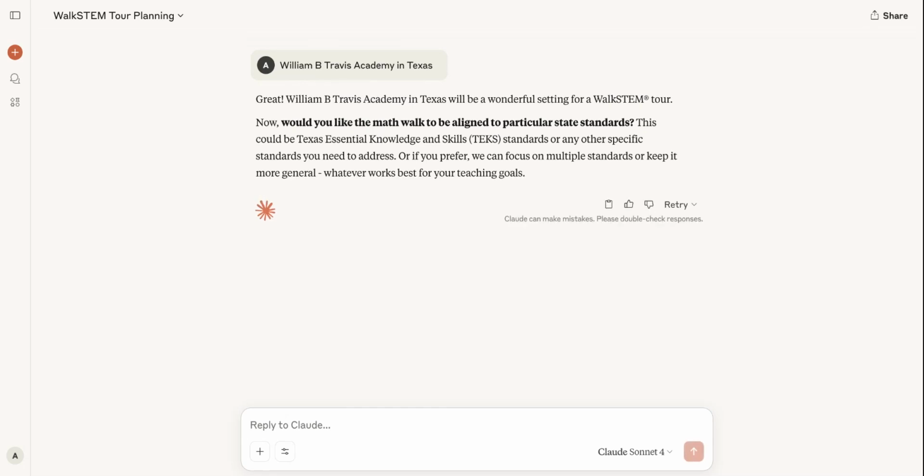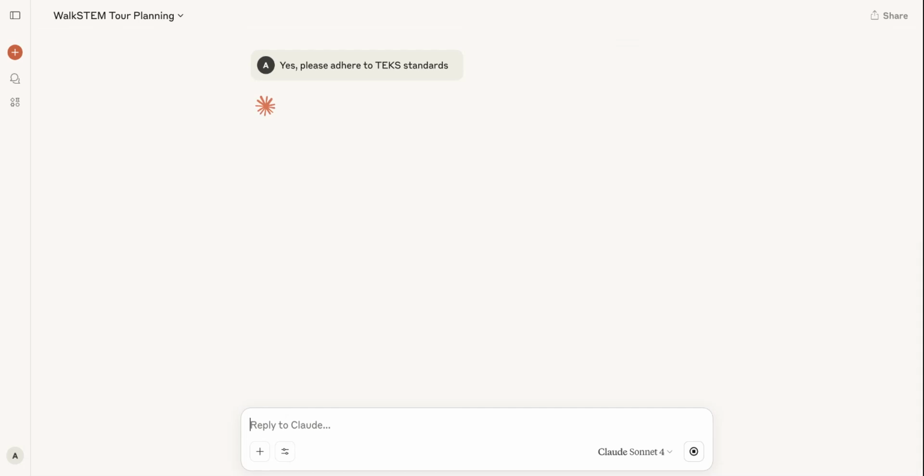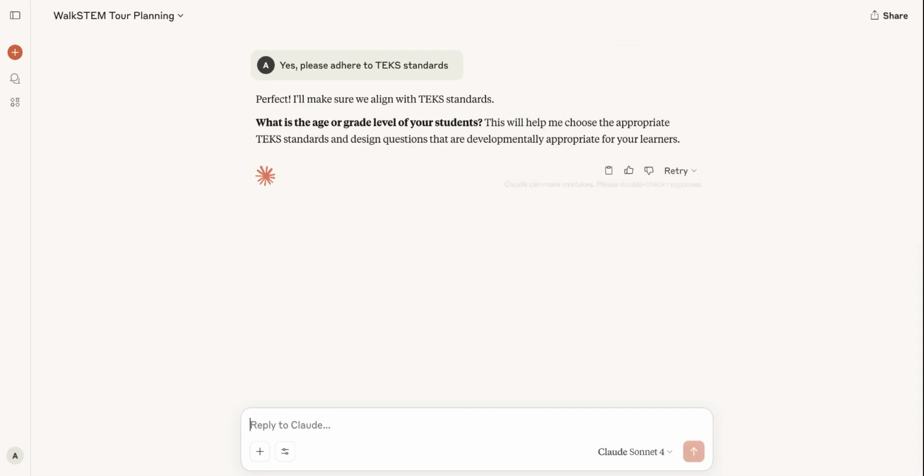Okay, great. Would you like the math walk to be aligned to particular state standards? So this is really important, right? If you're using these tools in the classroom, you want to make sure that the math and science that you're teaching your students is correct and meets your state standards. So yes, it even suggests it right there because it knows where the location is. So yes, please adhere to Texas standards.